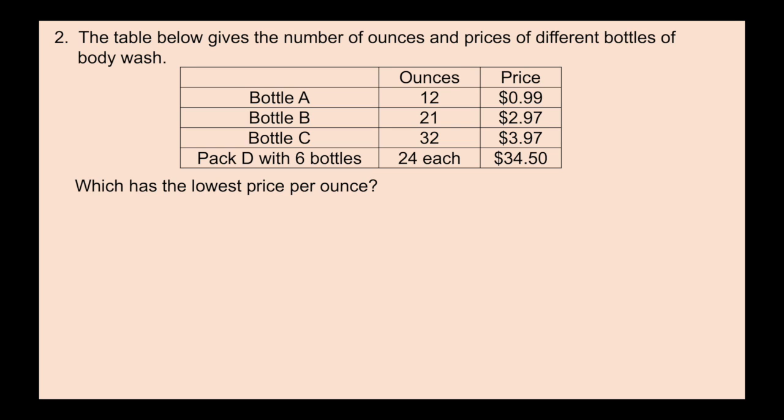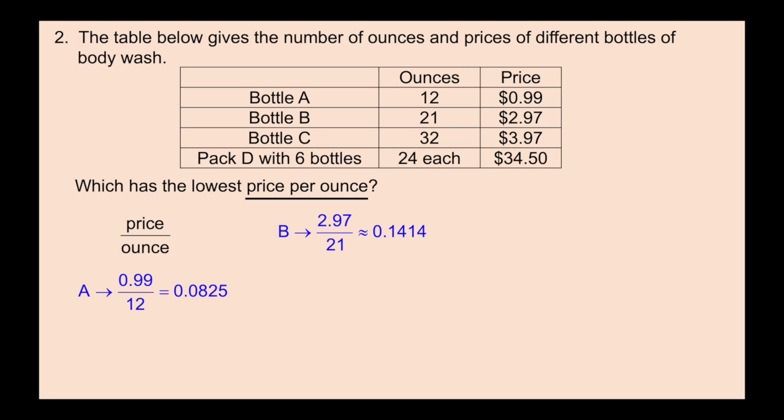For number 2, the table below gives the number of ounces and prices of different bottles of body wash. We're looking for which has the lowest price per ounce. So again, price per ounce is going to tell us the units. We're going to put price in the numerator, and we're going to divide that by the number of ounces. So as I go through and look at bottle A, it's 99 cents for 12 ounces. So you can see that when we divide that, I'm getting 0.0825. So now take a minute and find the other ones and see if you can figure out which one has the lowest price per ounce.